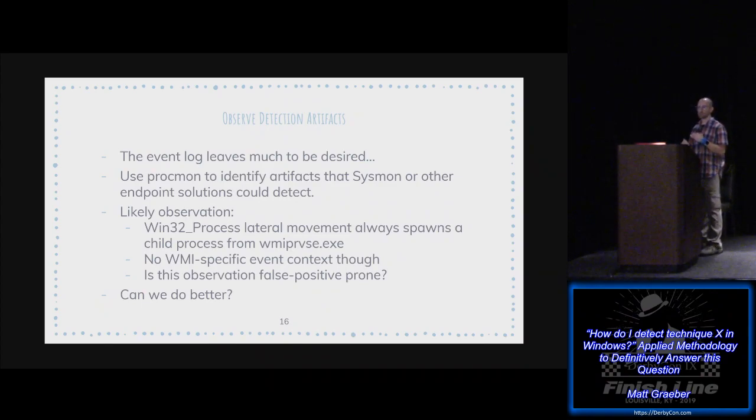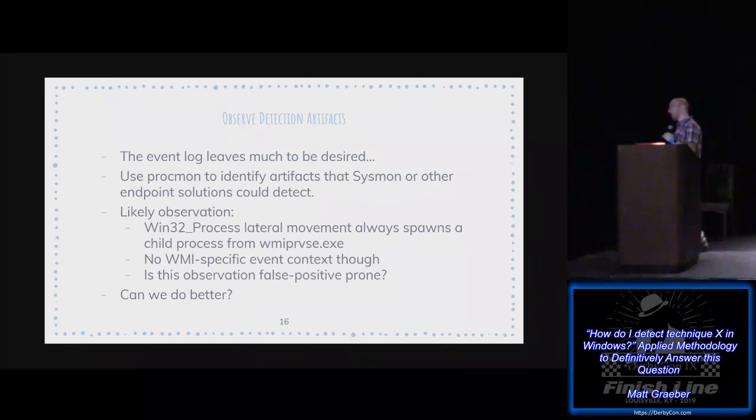So one thing that you might observe would be that anytime Win32 process lateral movement is performed, it always spawns a child process from wmiprvse.exe. So that is valuable. I don't want to negate the value of that. But is that going to give us enough context behind lateral movement? I mean, that's a judgment call, in my opinion. But from my experience, I would say largely no.